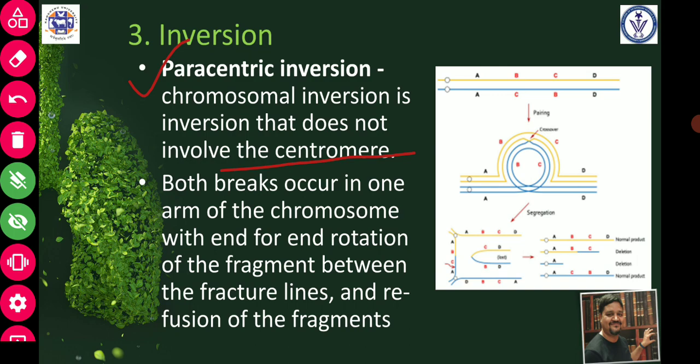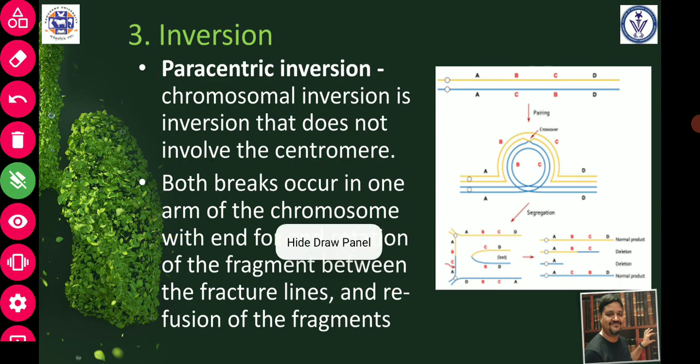So what will happen here? Both breaks occur in one arm of the chromosome. There will be two breaks in one arm of the chromosome, as you can see in this picture, and there will be end to end rotation of the fragment between the fracture lines, and this will again fuse and create the inversion.